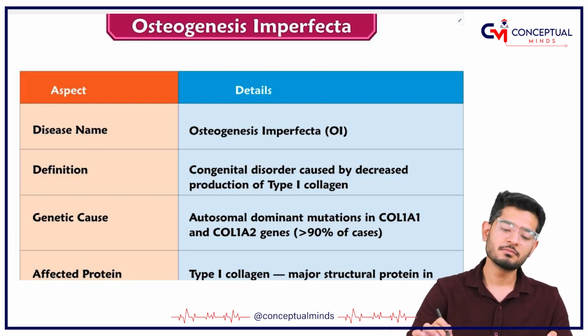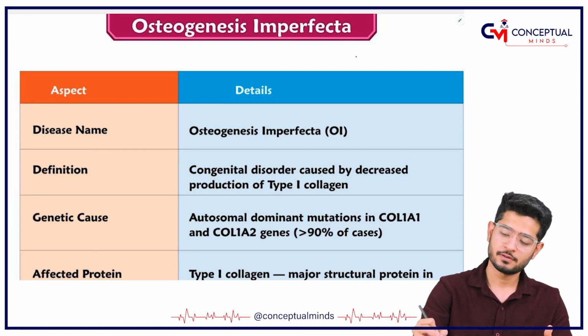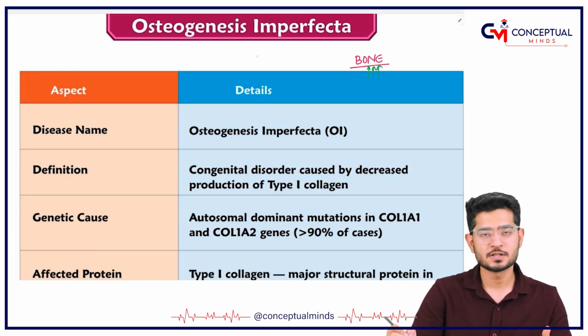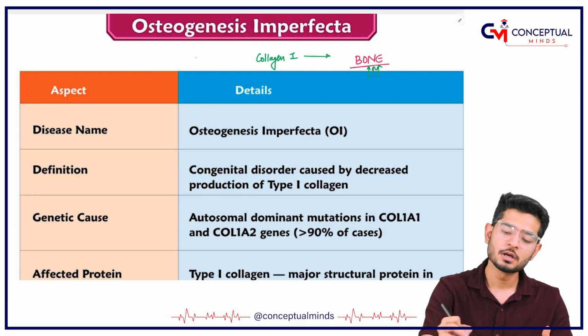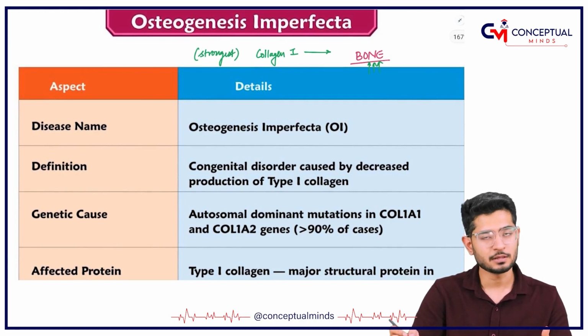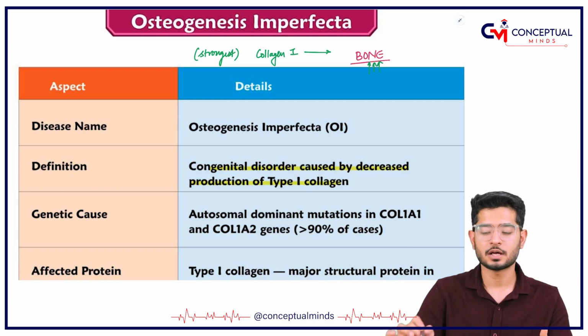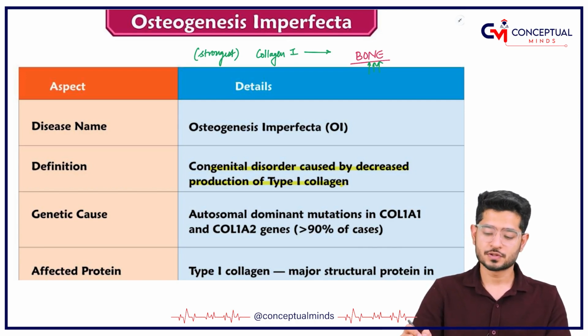Basically, bone is made by collagen fibers, and bone itself is spelled with a one, so type 1 collagen is involved in bone formation. Why? Because collagen type 1 is the strongest collagen out of all the different types. So it is a congenital disorder caused by decreased production of type 1 collagen. Because type 1 collagen is not getting formed, abnormal bone develops.